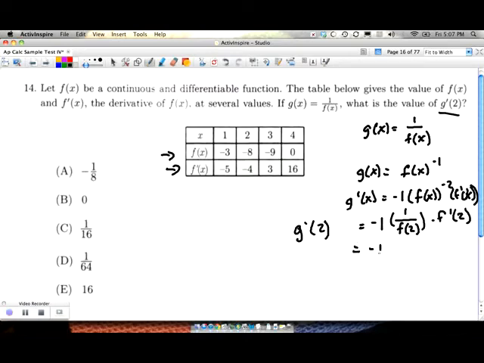Let's fill in these pieces. f of 2 is really negative 8. So this is going to be 1 over negative 8. Then f prime of 2 is negative 4, so times negative 4. 1, 2, 3 negatives, so the answer is going to be negative. Wow, is it really that easy? No, it can't. Something's missing.